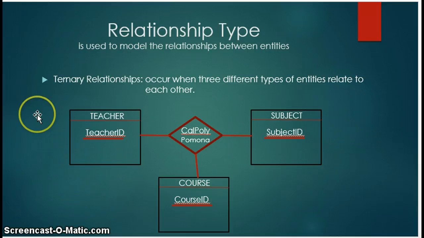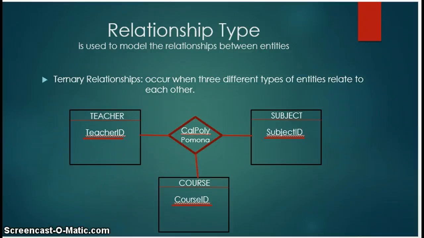A ternary relationship occurs when three different types of entities relate to each other. Here you have Cal Poly Pomona, which is a university, and they can keep track of the teacher, the subject, and the course. So they are relating three different entities, which are the teacher, subject, and course, and one main point is accessing them.